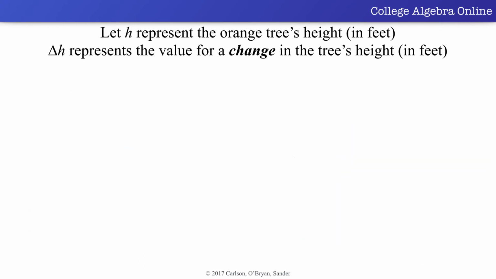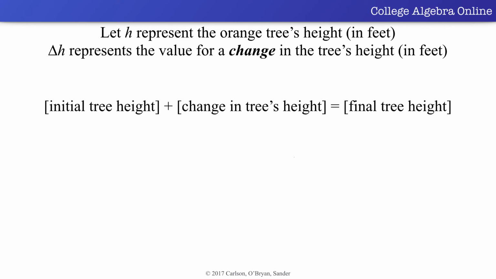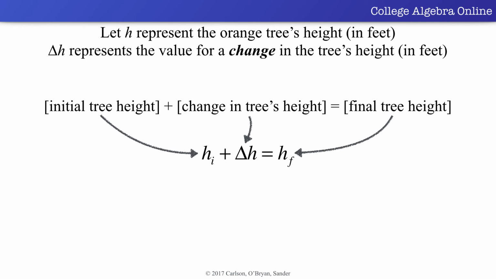Let's represent the relationship between two measurements and the change in the measurements using words, in two different ways. The tree's initial, or starting height, based on some first measurement, plus the change in the tree's height equals the tree's final or ending height, based on some second measurement. We can translate this into symbols by letting h sub i represent the height at the first measurement, h sub f represent the height at the second measurement, and delta h represent the change in height. Then h sub i plus delta h equals h sub f.